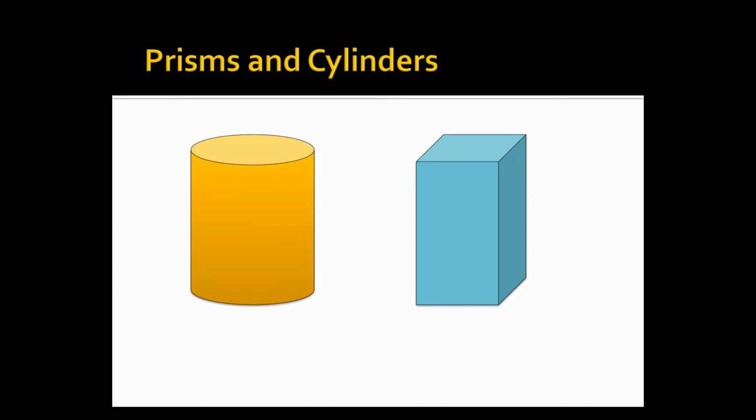This is a triangular prism. The base is a triangle. And if you extend that triangle upwards, you get what's called a triangular prism.